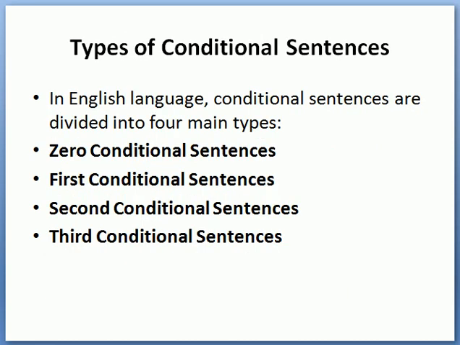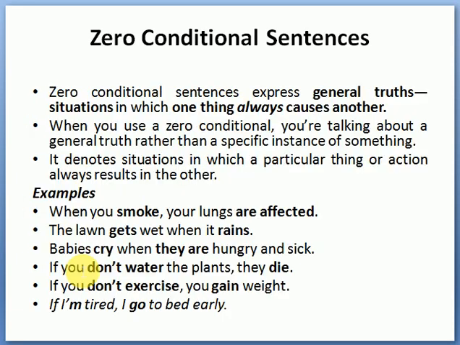Next, we will have a look at the types of conditional sentences. There are 4 types: the zero conditional, first conditional, second conditional, and the third conditional. Now we will have a look at them one by one, and we will discuss them with the help of examples. Firstly, we will start with the zero conditional sentences.